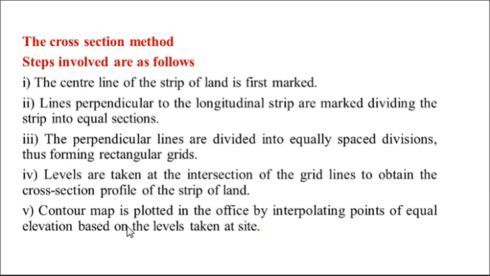Next step, the contour map is prepared in the office by interpolating the points of equal elevation based upon the levels taken at the site. So after finding out the readings in the office, we have to find out the reduced levels, and then on the map we have to draw the rectangles, and then by interpolating we have to find out the positions of each point, and then we have to join the points having equal elevation so that we will get the contour map for that area.